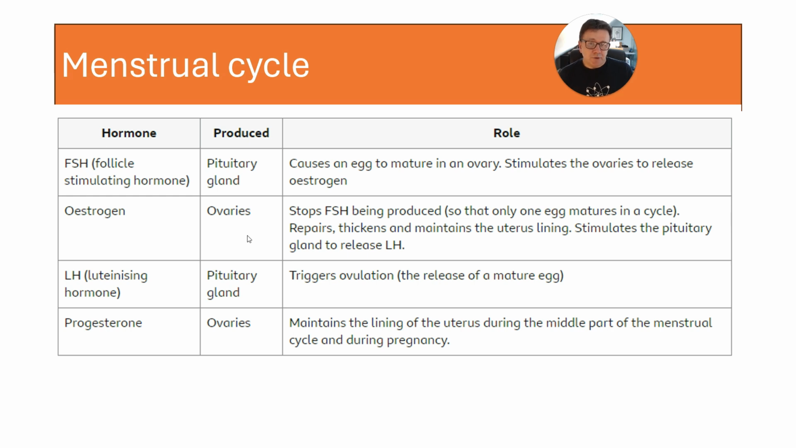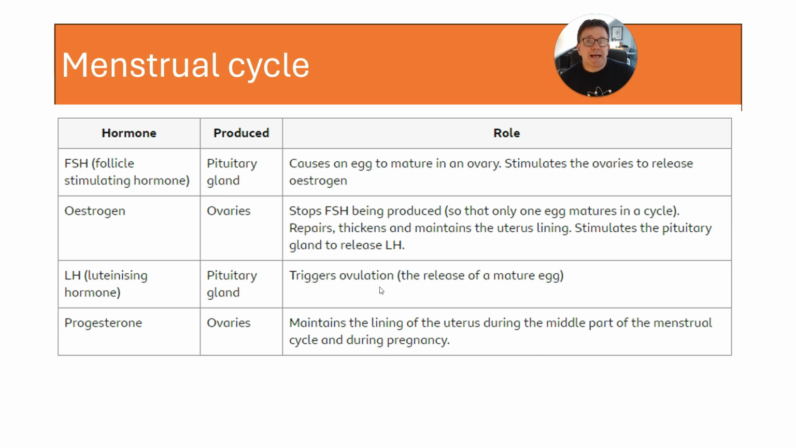Estrogen is made in the ovaries, and it eventually stops or inhibits FSH being produced. It does repair, thicken and maintain the uterus lining, and it stimulates the pituitary gland to release LH.